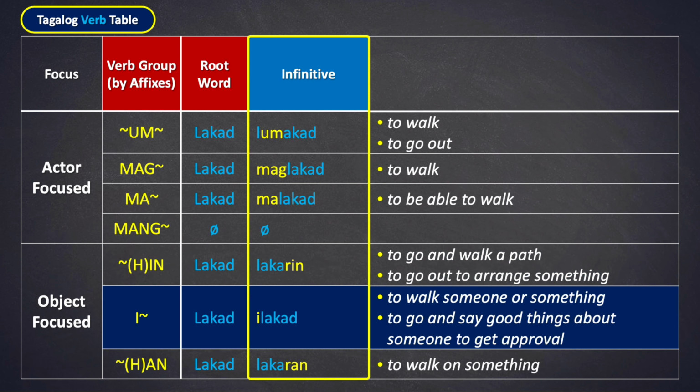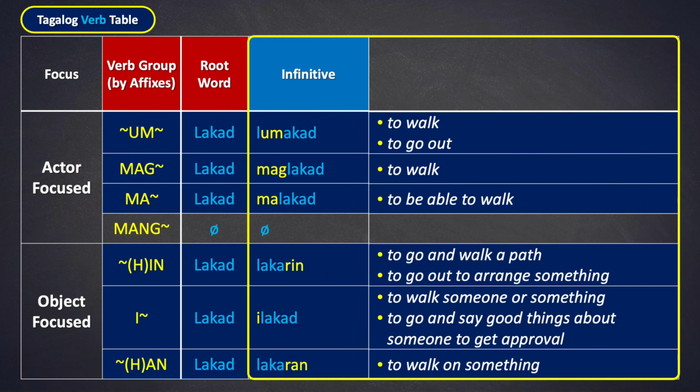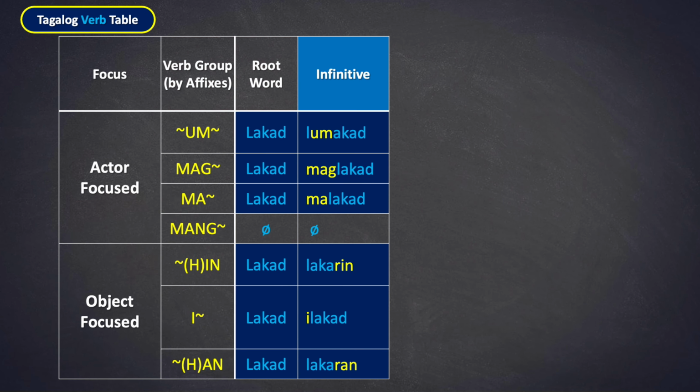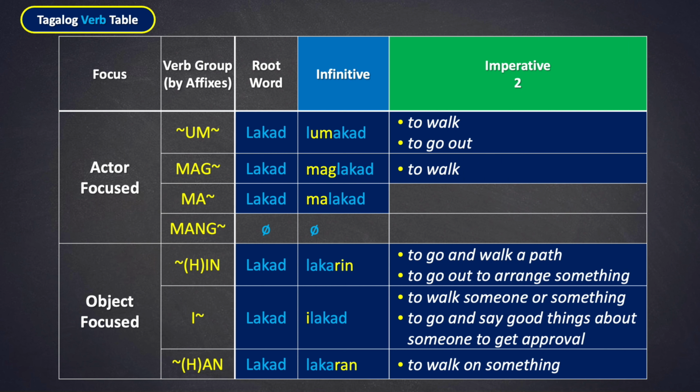ILAKAD, to walk someone or something, like to walk a dog. It also means to go out of one's way to say good things about someone to get approval. This meaning may not make sense for now, but I hope the examples later will. LAKARAN, to walk on something, like a surface. All of the verbs evoke the act of using one's feet to move from point A to point B, sometimes to accomplish something.